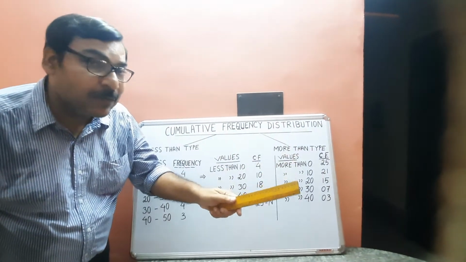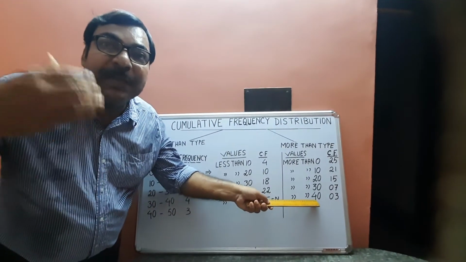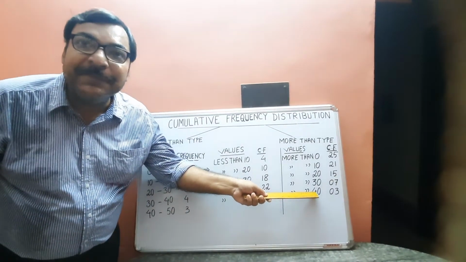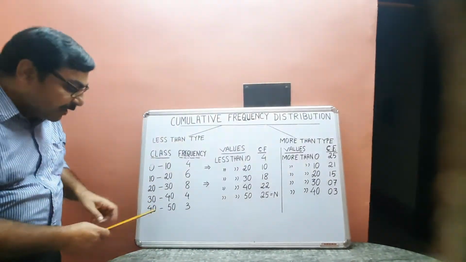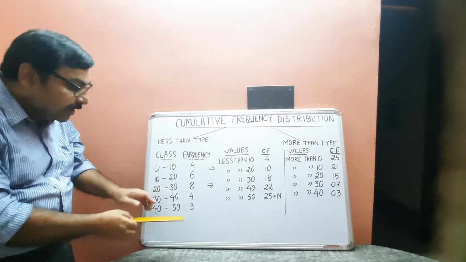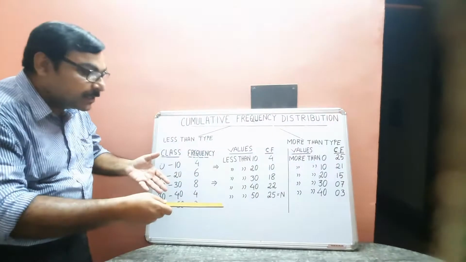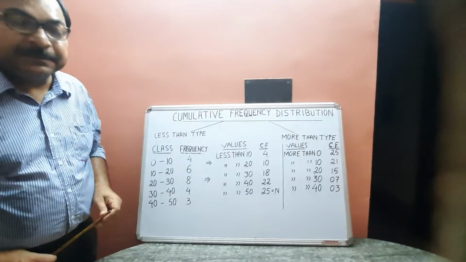What will be the last class? You need more than 40. So values more than 40 should be taken into consideration. So you cannot stop at 40. As values more than 40 are to be taken into consideration, your last class will be 40 to 50. You should not stop at 40. More than 40 means you have to consider a class 40 to 50.